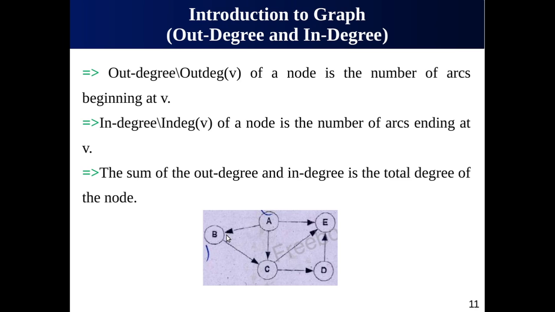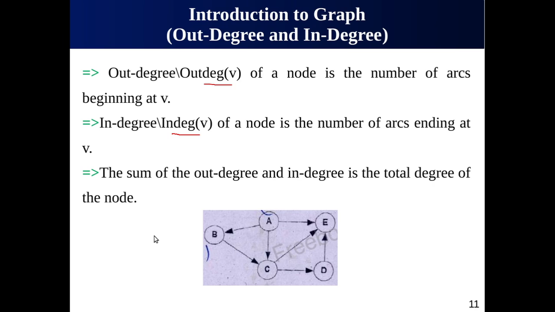So we have two related concepts here, out degree and in degree of a node, and that is simple, like the degree of a node. The total number of edges beginning from a node is called the out degree, and it is represented by outdeg(V). In a similar way, the total number of edges ending at a node is called the in degree, and it is represented by indeg(V).